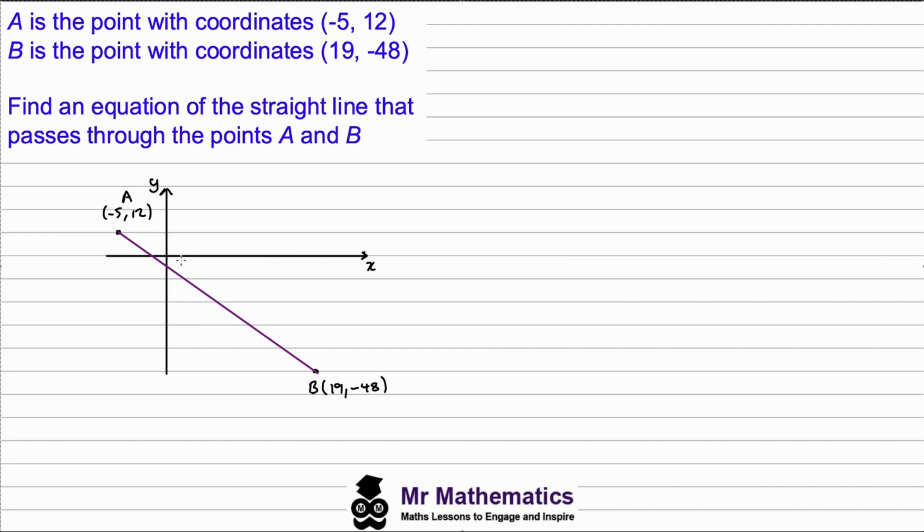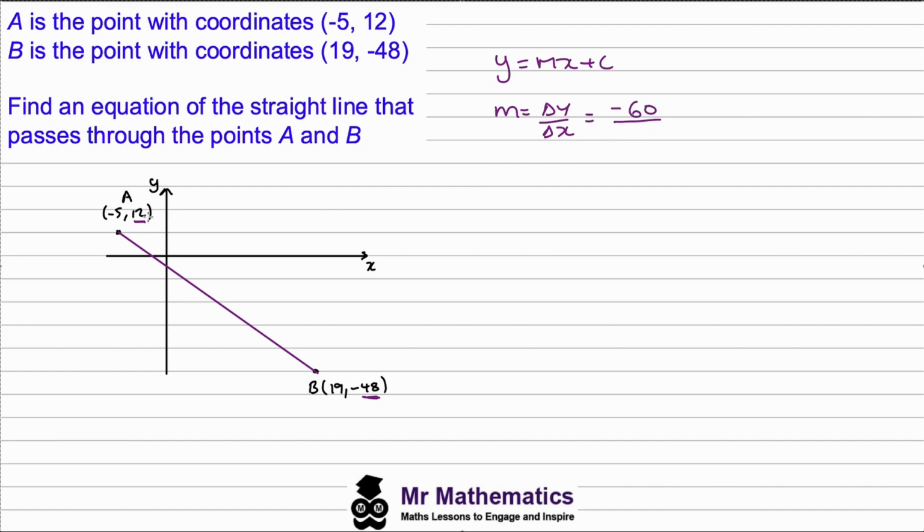Okay, so welcome back if you had a go. So I've drawn a quick sketch of points A and B on a grid. We know the equation of a line, y equals mx plus c. So if we begin with the gradient, change in y divided by the change in x. The change in y will be from the 12 to the negative 48. So this will be 60. But you can see it's going down as x increases. So this will be negative 60.